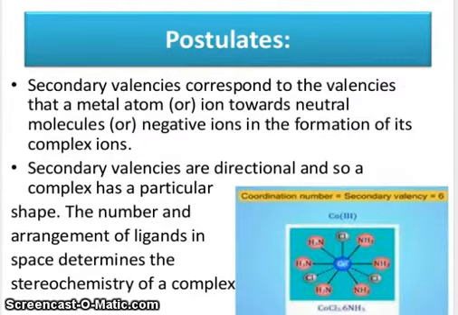Now friends, secondary valency corresponds to the valency that a metal atom or ion shows toward neutral molecules or negative ions in the formation of its complex ion. So, secondary valencies are directional and so the complex has a particular shape. The number and arrangement of ligands in space determines the stereochemistry of the complex.